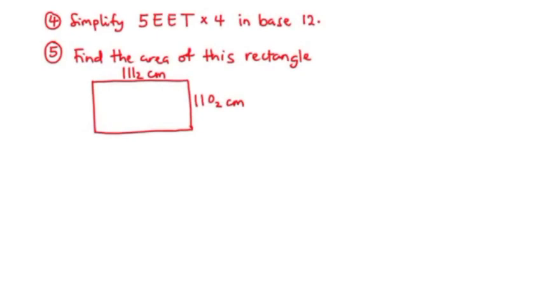So now to example 4. Simplify 5EET times 4 in base 12. And then for example 5, find the area of this rectangle.